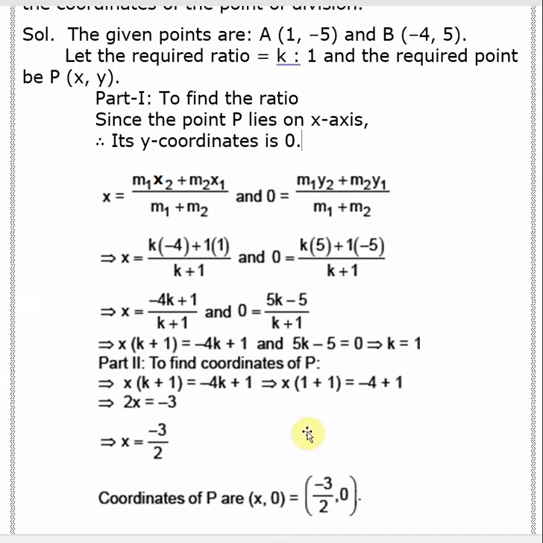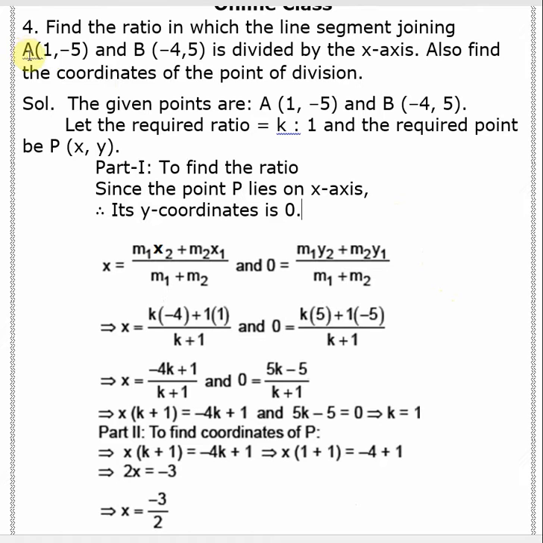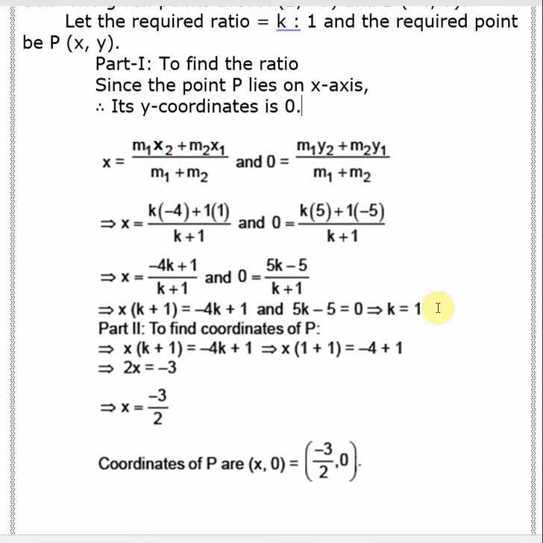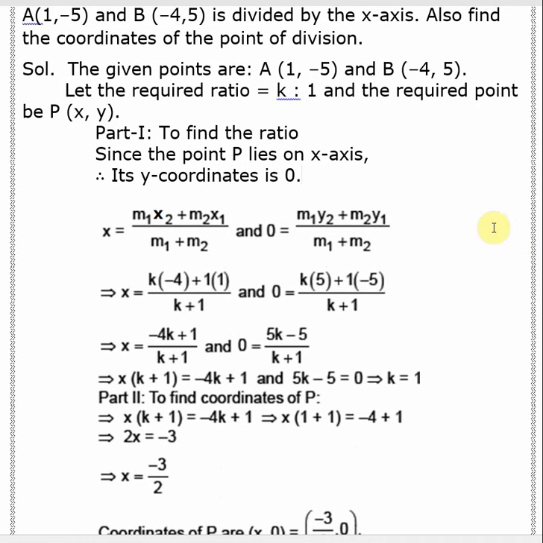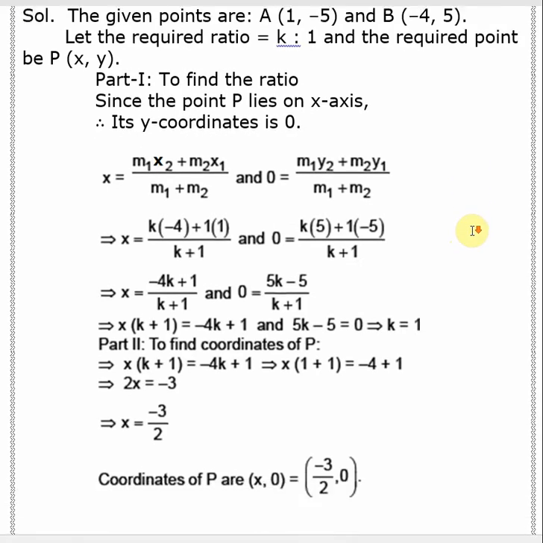take it as x comma 0, which is minus 3/2 comma 0, and the ratio which is k:1 is coming as k, since k is 1, so the ratio was 1:1. That means the line joined by A and B cut by the x axis was cut at the point minus 3/2 comma 0, and the ratio in which it was cut was 1:1, means it's a bisection.